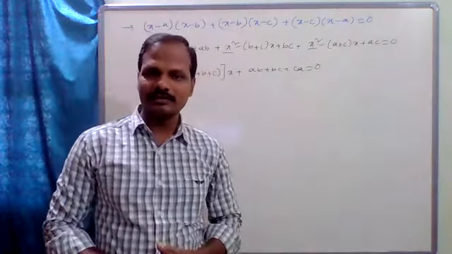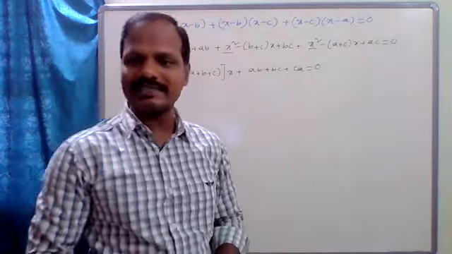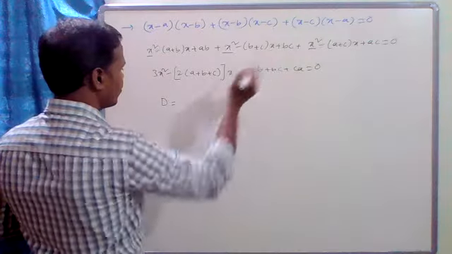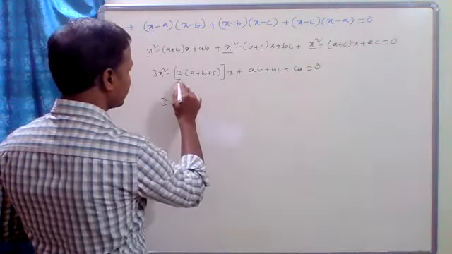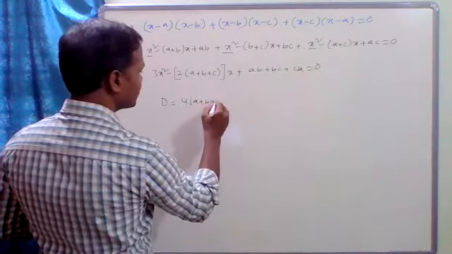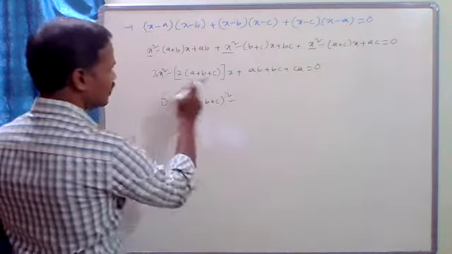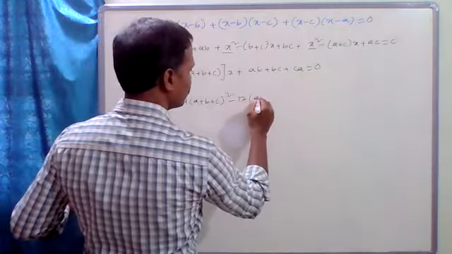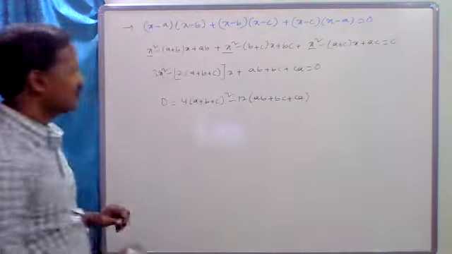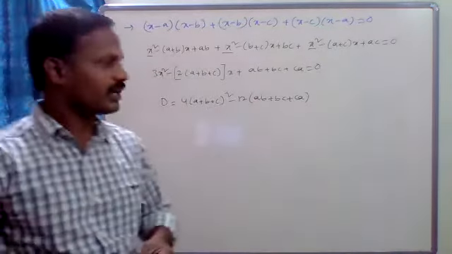So to find the nature of the roots, what we have to do? We have to find the discriminant. So what about discriminant? D equal to b square minus 4ac. So that is 4 into (a plus b plus c) whole square minus 12 into (ab plus bc plus ca).